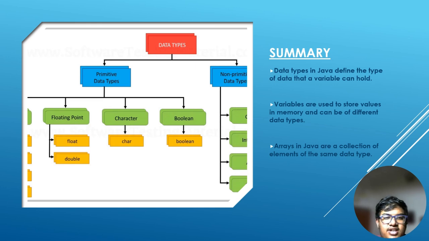So finally, for a summary, we learned that data types in Java define the type of values variables can hold. We also learned that variables are used to store values in memory and can be of different data types. And we learned that arrays in Java are a collection of elements of the same data type.